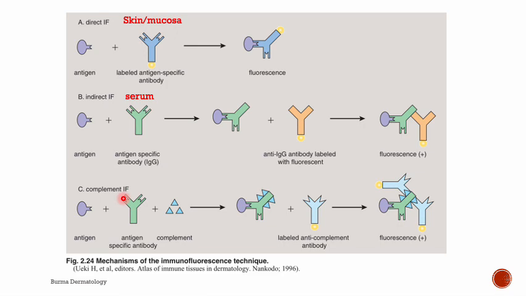In complement immunofluorescence, the unlabeled primary antibody is reacted against the target substance and is provided with the complement component. Then the labeled secondary antibody, such as an anti-C3 antibody, is reacted against this target substance, which is a combination of antigen, antibody, and complement, leading to immunofluorescence observed under the immunofluorescence microscope. So these are the mechanisms.